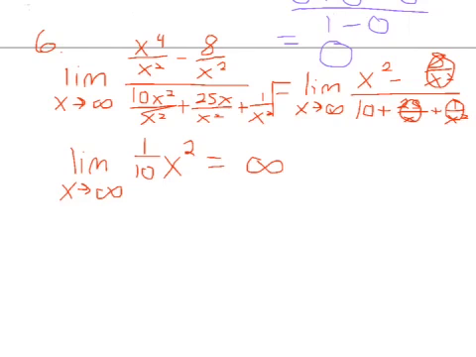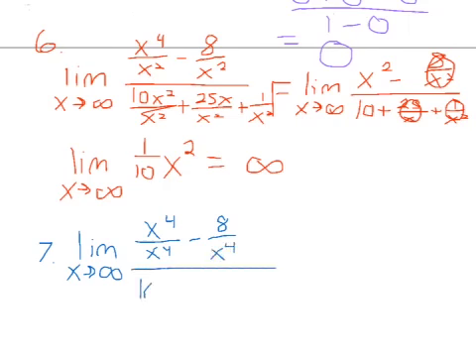For number 7, we have a 10x to the 4th in the denominator, so we want to divide everybody by x to the 4th. So we have the limit as x approaches infinity of x to the 4th over x to the 4th minus 8 over x to the 4th all over 10x to the 4th over x to the 4th, 25x over x to the 4th, and 1 over x to the 4th.